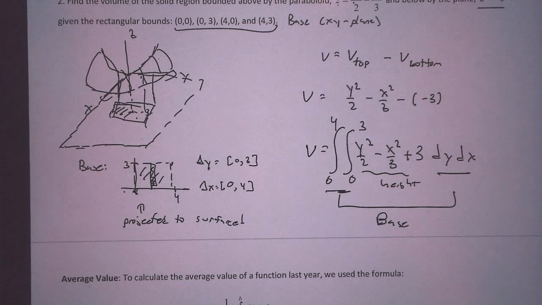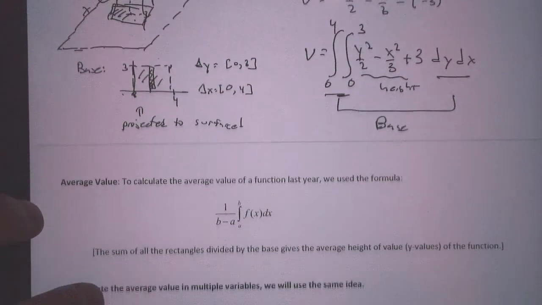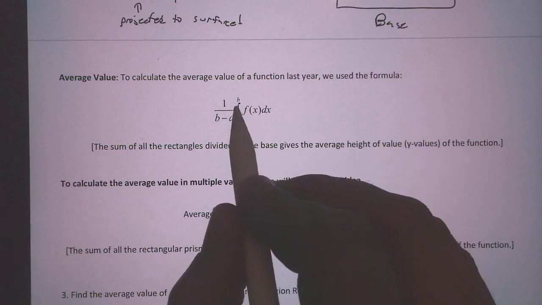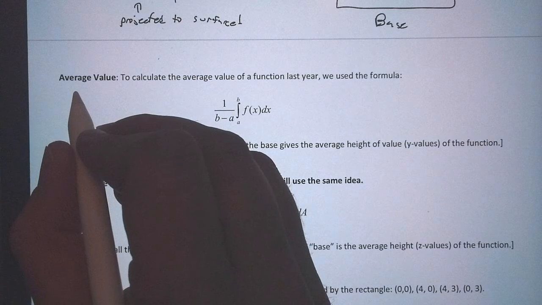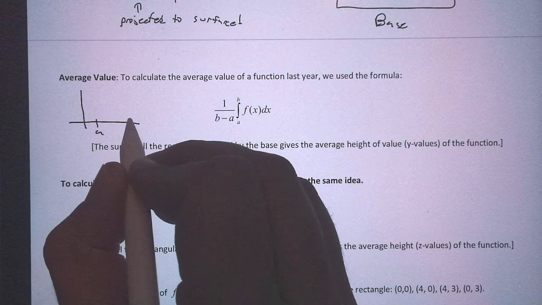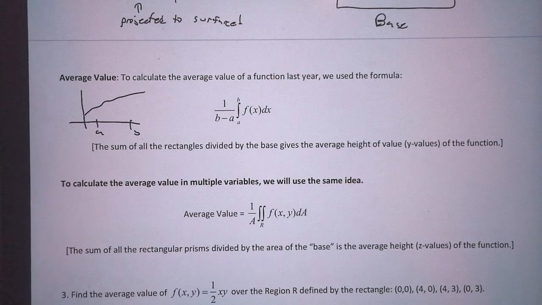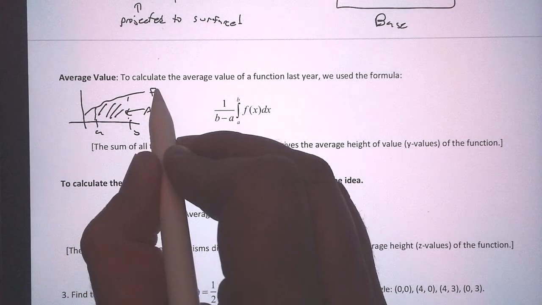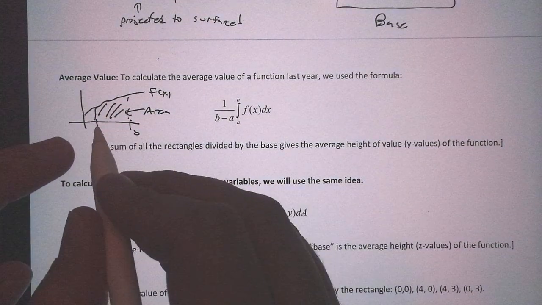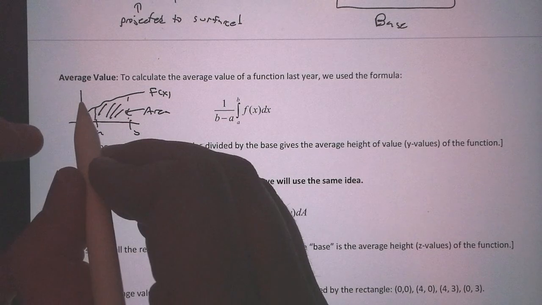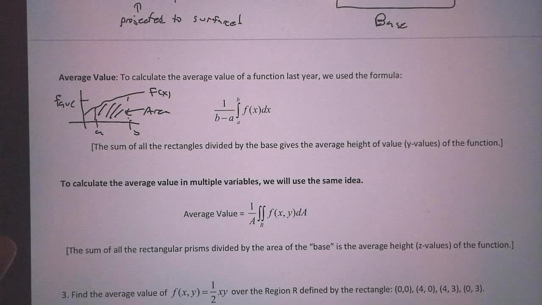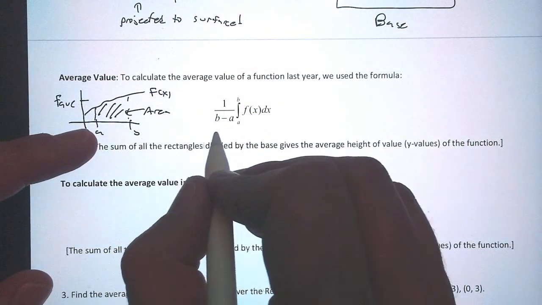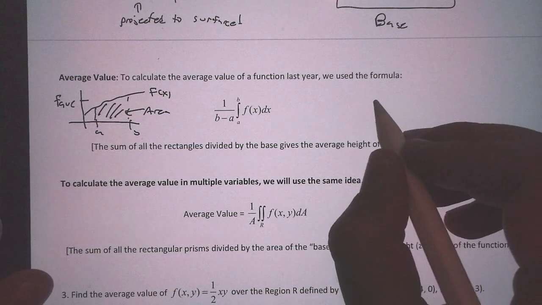Alright. Now the last thing we're going to talk about today is average value. You might recall average value from last year. We had a formula for it. To calculate the average value last year, we used the following formula. And in a nutshell, what this is really saying is, if I have a function between a and b, and that function's all curvy-licious, this area underneath here is my area, and this is our function. The average value told us the average height of our function. We called it our fave last year. Now to get the average height, all we do is find the area and divide it by the base. And we can see that algebraically.